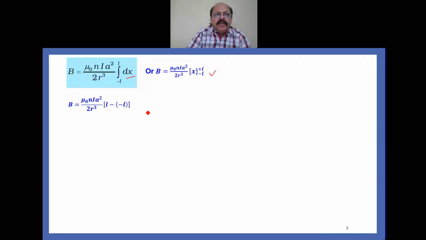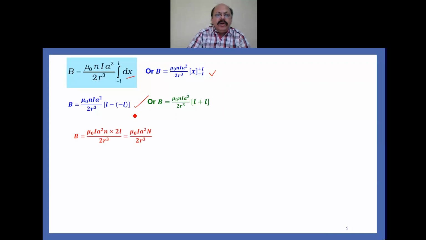So it becomes B equal to mu naught n I a square upon 2r cube. Within bracket is L minus, within bracket is minus L, upper limit minus lower limit. So minus minus that becomes plus. So this becomes B equal to mu naught n I a square upon 2r cube, and within bracket is L plus L, that is 2L.